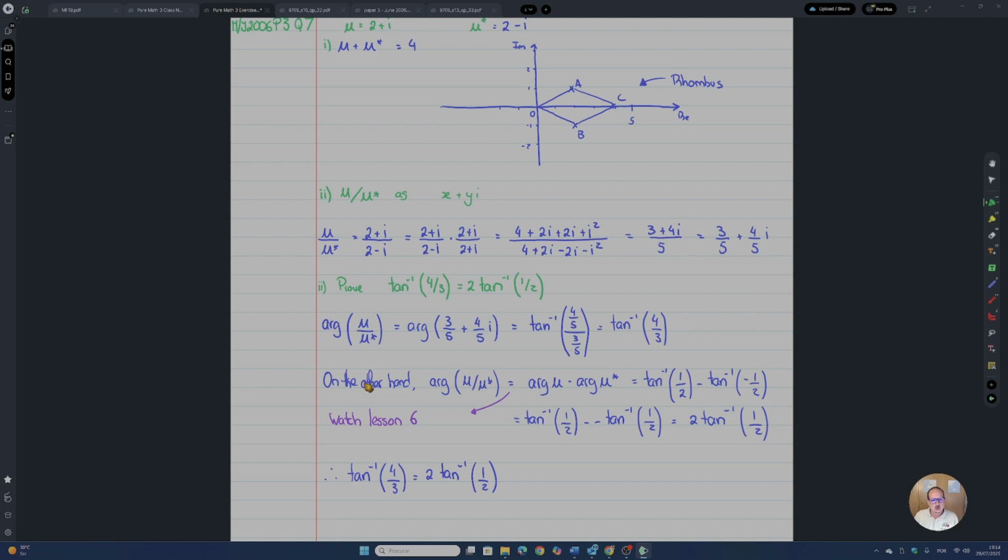Okay. On the other hand, you know that the argument of u over u star is going to be equal to the argument of u minus the argument of u star.